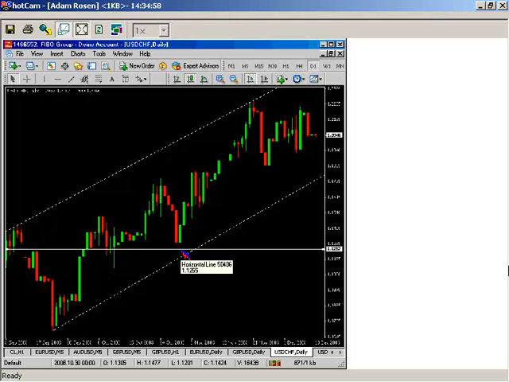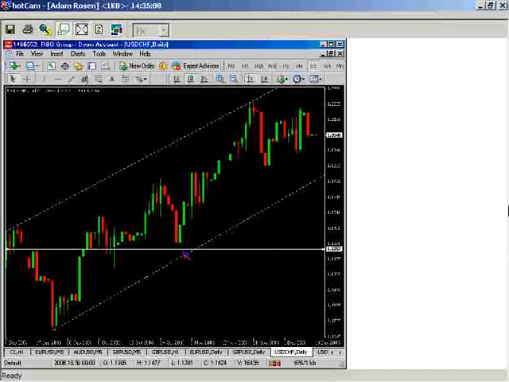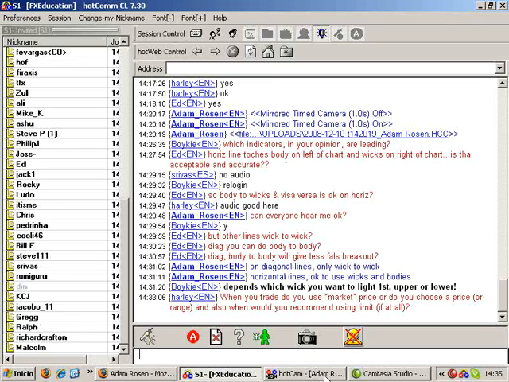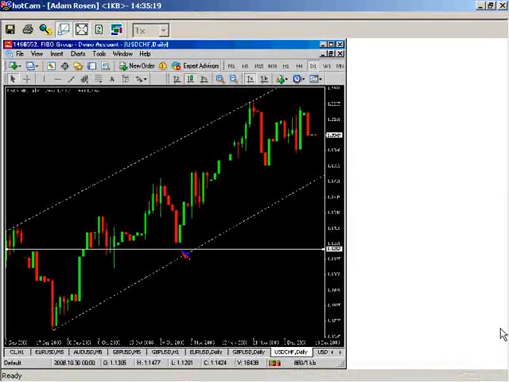Question: when you trade, do you use market price or do you choose a price or range, and also when would you recommend using limit, if at all? It's a great question. I like to trade according to what the charts tell me, meaning the dollar Swiss right now is 120.46. I don't see any kind of trade. Well, that's not true. I'll show you a trade. But I don't see a fantastic trade.